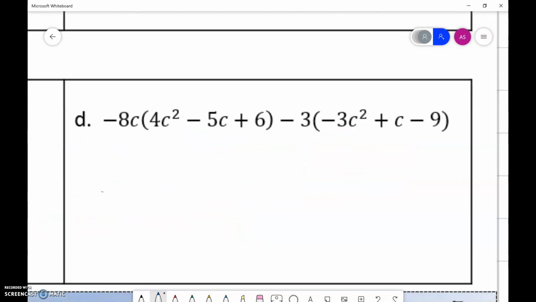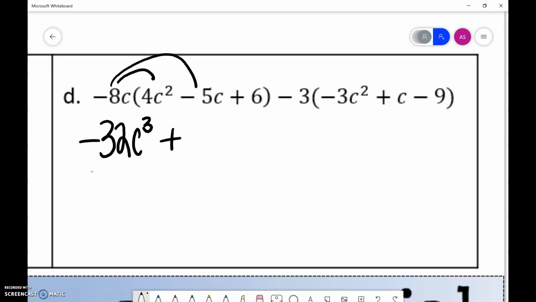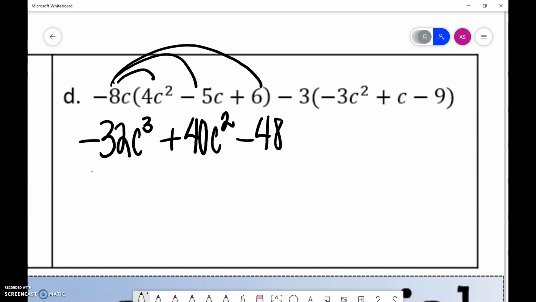All right, last one. Okay, so we have negative 8c on the outside. So I'm going to multiply negative 8c times 4c squared. That's going to be negative 32c to the third. Then I'm going to have negative 8c times negative 5c. That's going to be positive 40c squared, because it's a 1 here and a 1 here. Then I have negative 8c times 6. That's going to be negative 48c.